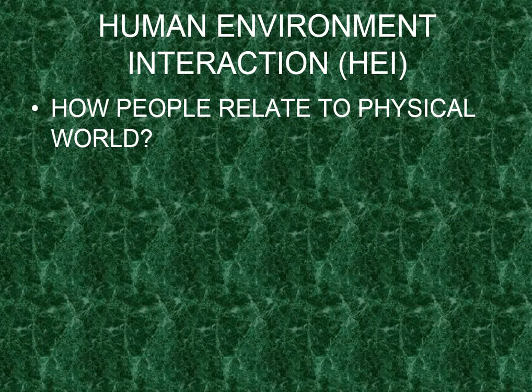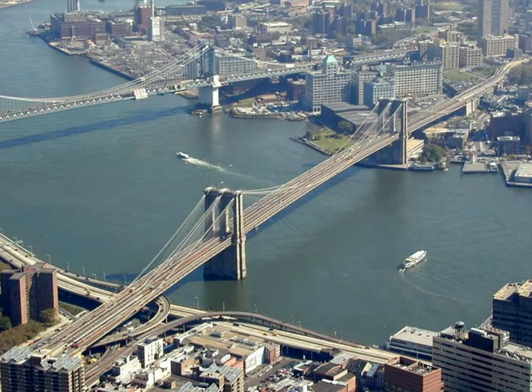The next type of region is human environment interaction, or HEI for short, and that's how people relate to the physical world, how we interact with our environment. Okay, building bridges to connect one side to the other, how we adapt to the environment, and things like that.